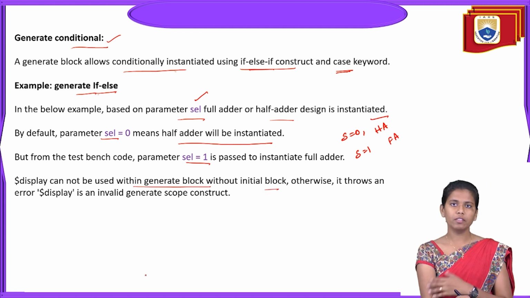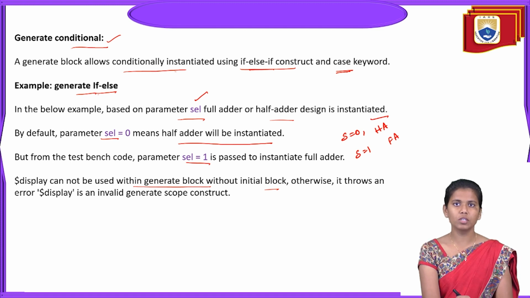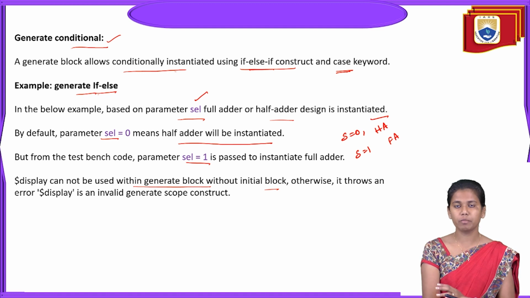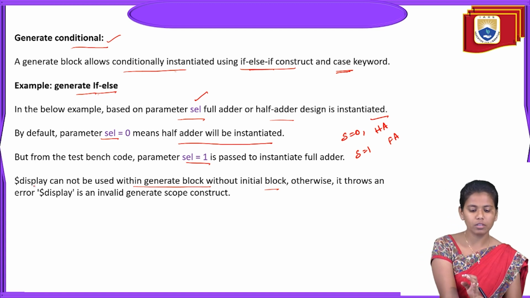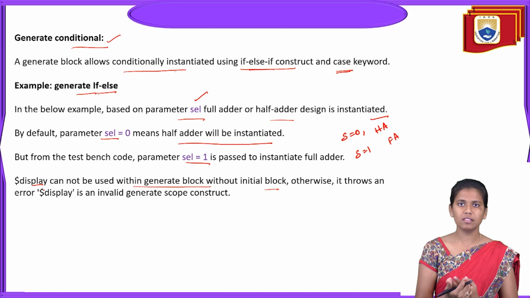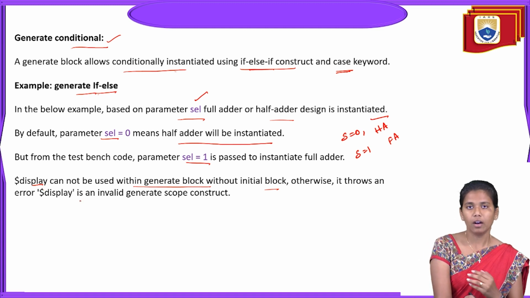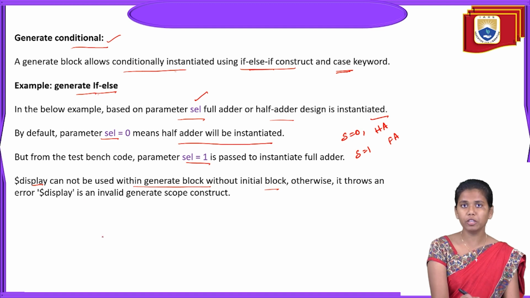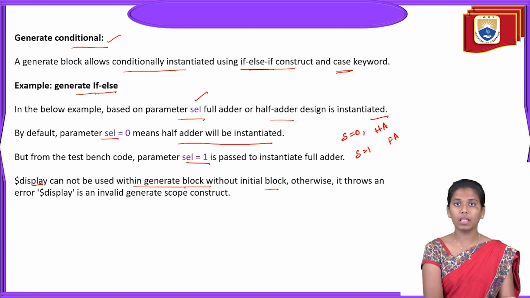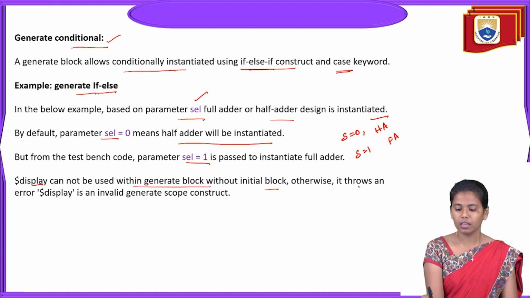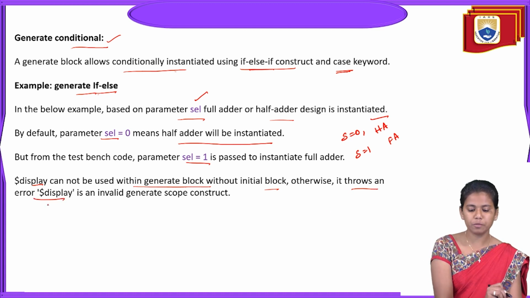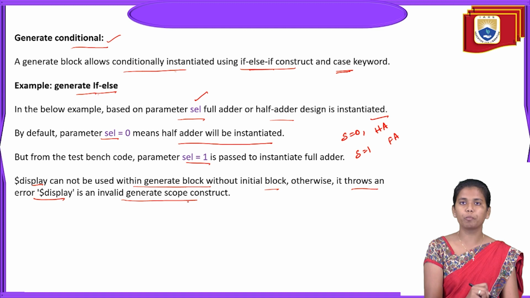In other codes, when you are using any modeling style, in the test bench we observe the output, so in order to observe the output we write the keyword display. But in the generate block, display cannot be used without an initial block. Otherwise, it throws an error: display in an invalid generate scope construct.